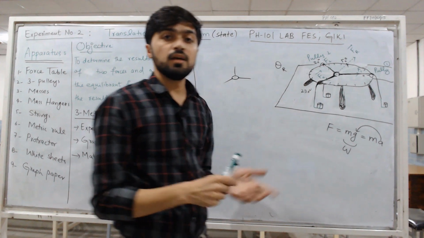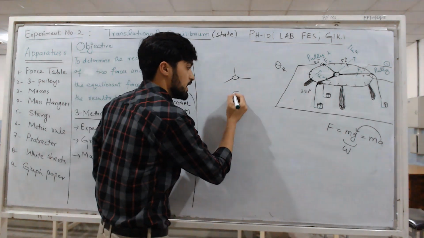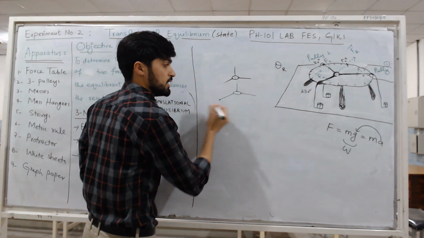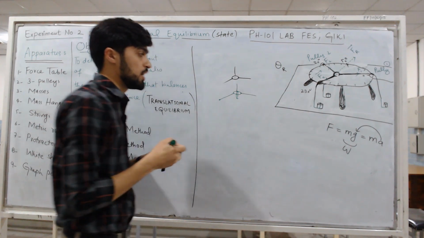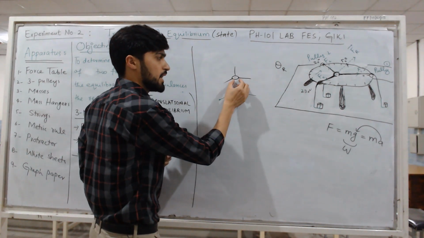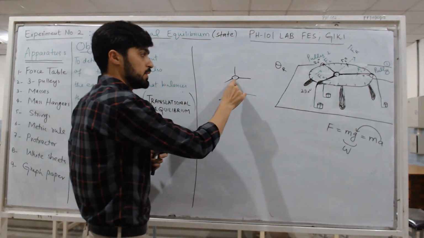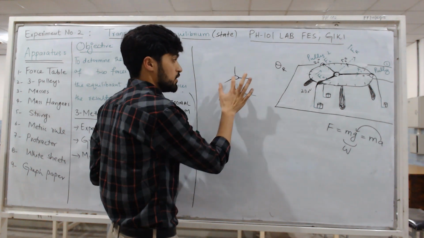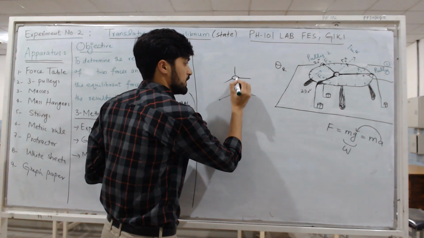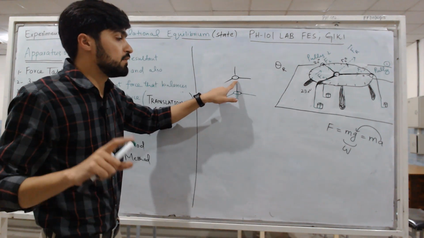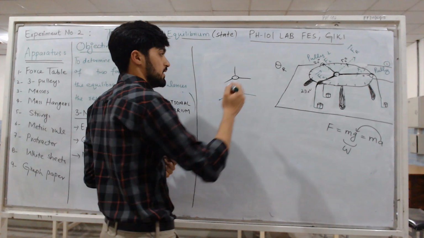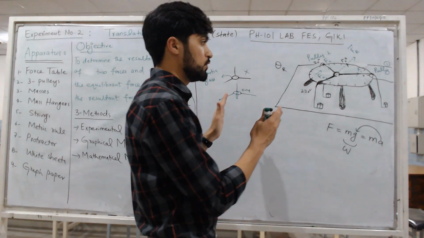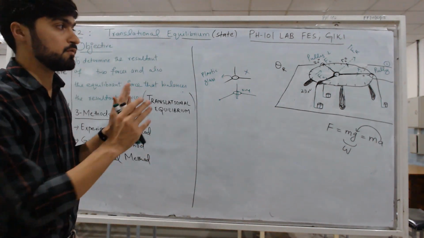This can also be a ring. The ring will be tied from here. This is force 1, this is force 2, and this is force 3. And there will be a central point. The ring should be at the center. If it is not at the center, then we can say that it is not in equilibrium. So you will not perform your experiment if it is not at the center. You should have very safe hands to perform this experiment.